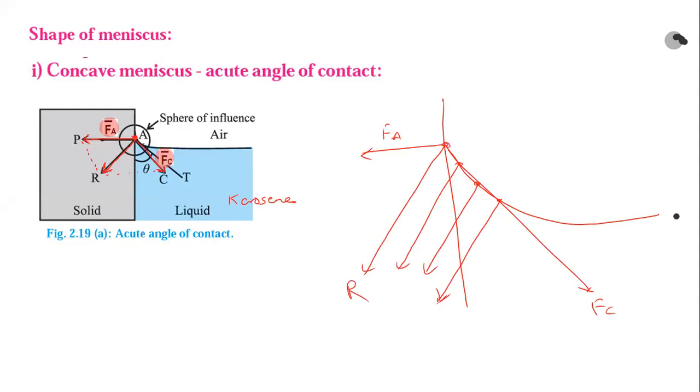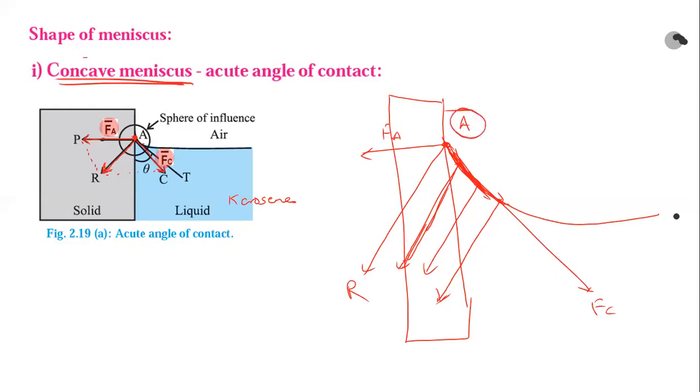So this molecule A is shifted upward. It creeps upward on the solid surface. Listen, this molecule A creeps upward because all the molecules in this portion experience a resultant force in this direction. So this molecule A is going in the upward direction. It creeps upward. So this is the reason for the concave meniscus. If it creeps upward, then we get a curved surface here.